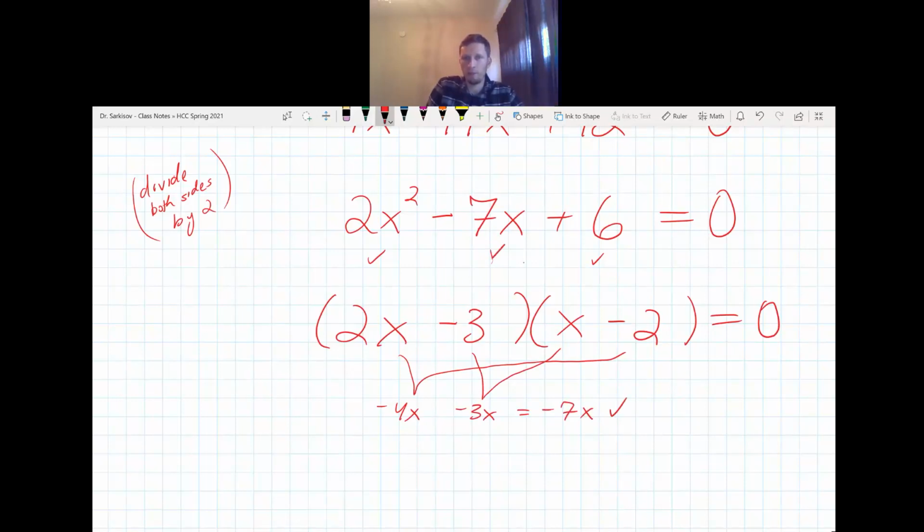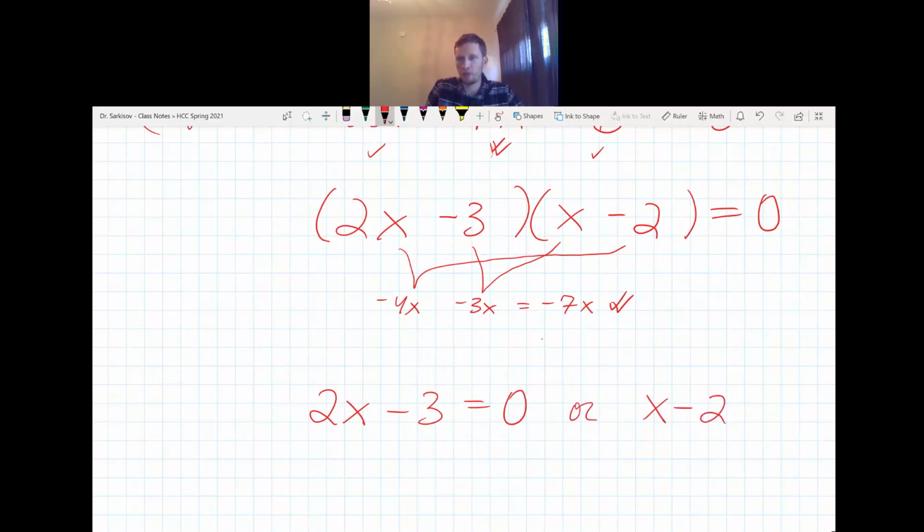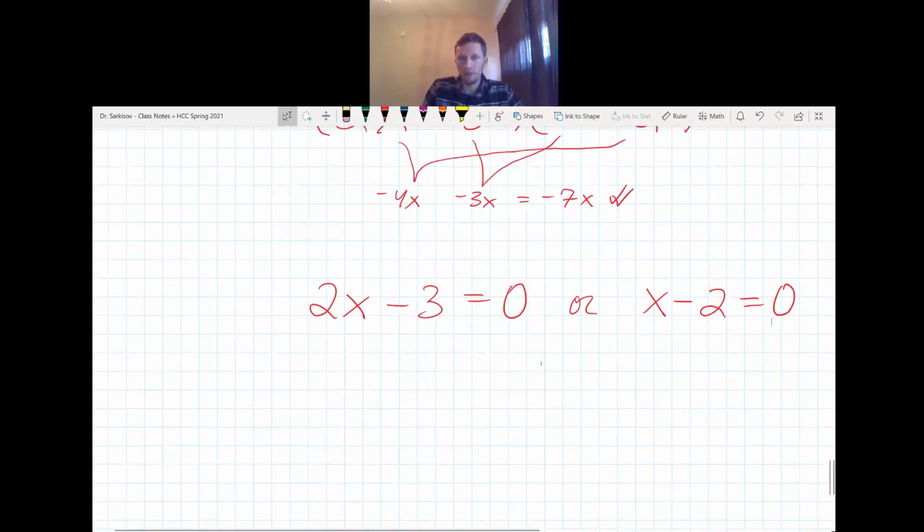Let me do a double check mark. All right, works. So we factored, and the reason we did this is now we can use the zero product property to say that either this is 0, the a is 0, or the next term or expression is also 0. So we solve this and we get x is equal to 3/2, and the other one, x is equal to 2.